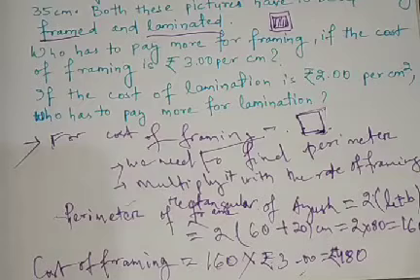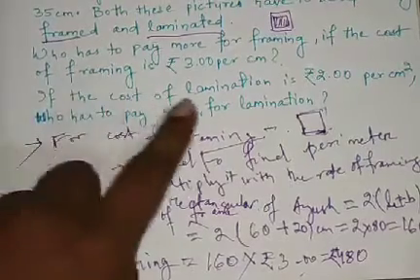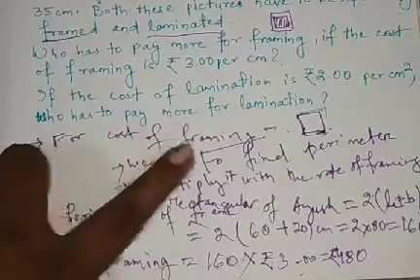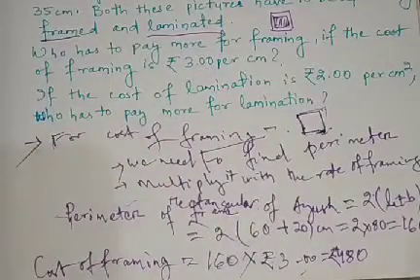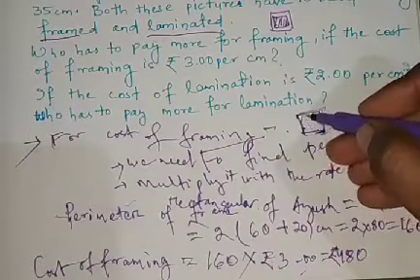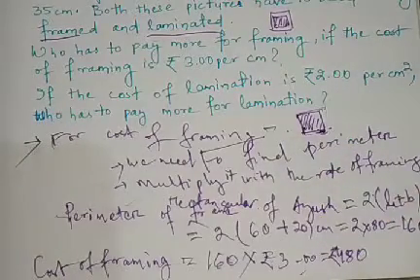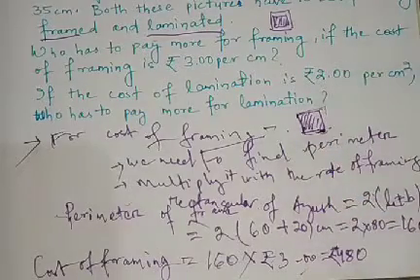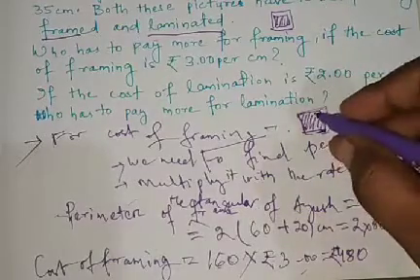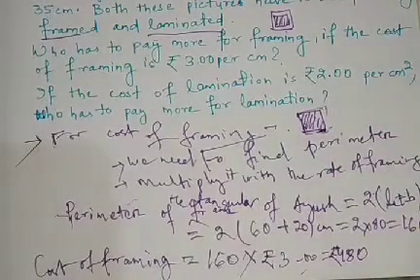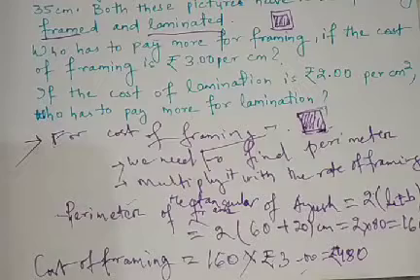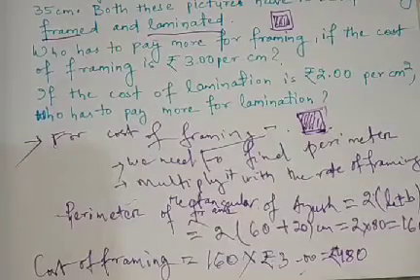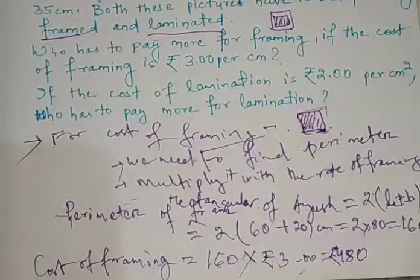So another question is if the cost of lamination is rupees 2 per cm square, who has to pay more for lamination? So for lamination what do we need? We need the area. Okay, because lamination will cover the region occupied by this closed figure. This inside region needs lamination. So for lamination we will find out the area; whose area is more, that one needs to pay more for lamination.